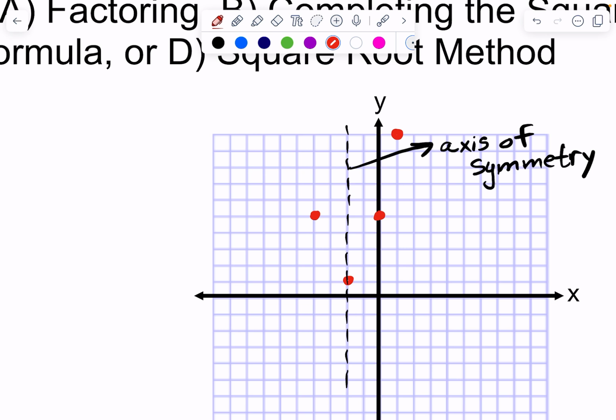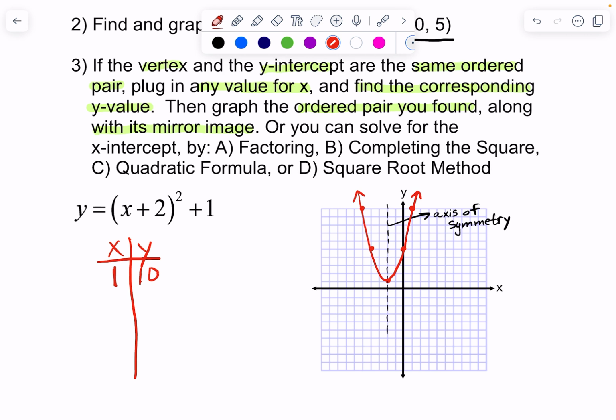And then the mirror image of that. So that's 1, 2, 3 to the right of the axis of symmetry. So you're going to go ahead and put another ordered pair at 1, 2, 3 to the left of the axis of symmetry. And that's what I mean by make a table, find one value, and then plot the mirror image of that particular value.